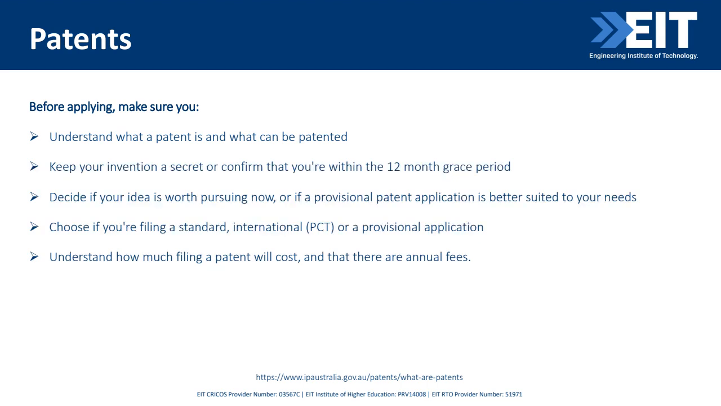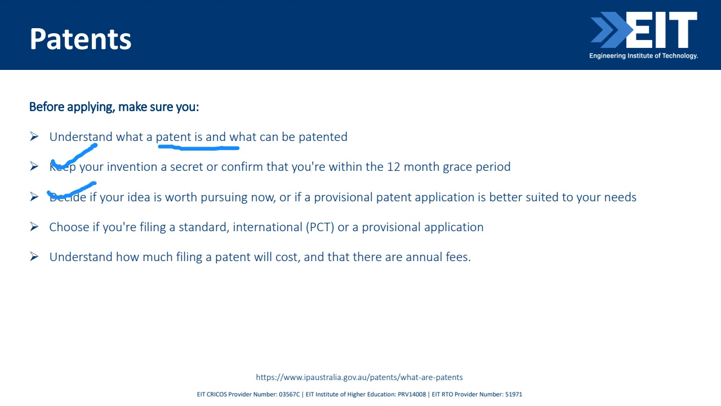All right, now a couple of points we need to think about before applying. The first and most important thing is what a patent is and what can be patented. A patent actually protects the process, or how exactly a particular invention works. It doesn't protect how exactly a particular invention looks. So if you are trying to protect the looks, perhaps a patent is not for you. Keep your invention a secret. Don't publicly announce it, don't present it at conferences, and don't even discuss it with irrelevant parties unless they have signed a non-disclosure agreement.